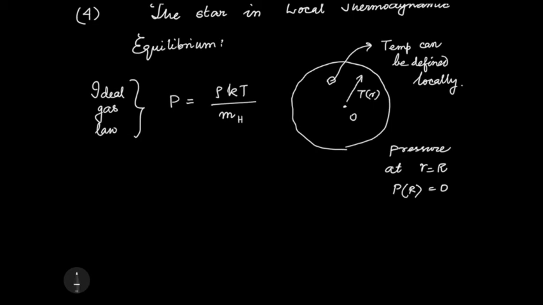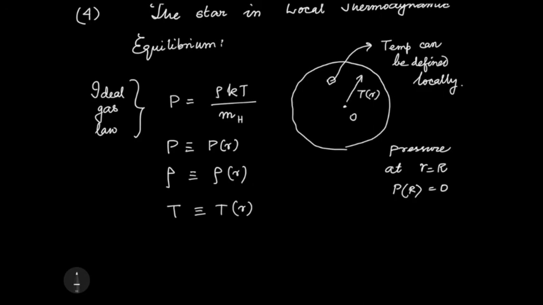At the center, the pressure should be enormous because the entire star is pushing inwards with gravity. So the pressure varies as a function of R. And the density, obviously, varies as a function of R. So T also varies as a function of R. So T, which is the temperature, can be defined locally.